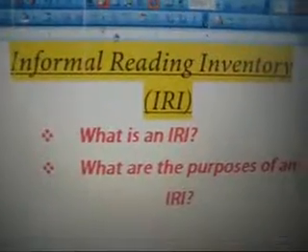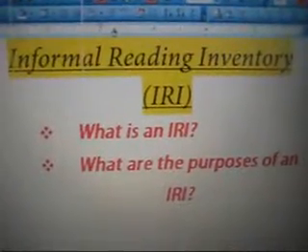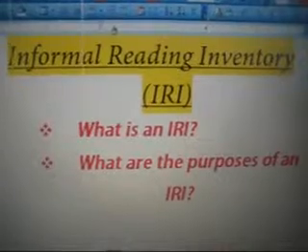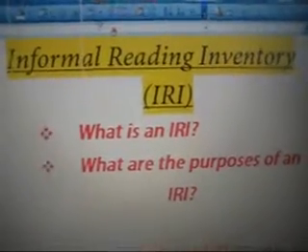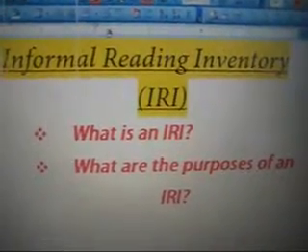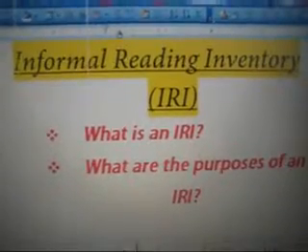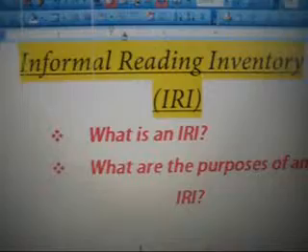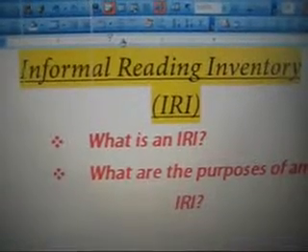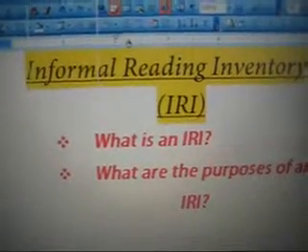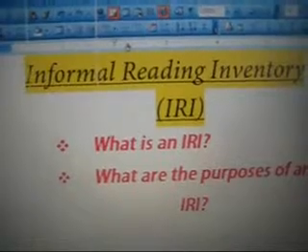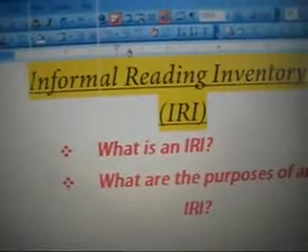This is an informal reading inventory administration. What is an informal reading inventory, or IRI? An informal reading inventory is a valuable aid in helping teachers determine a student's reading levels and his or her strengths and weaknesses. It usually consists of oral and silent reading passages selected from readers from pre-primer to the 8th grade levels. What are the purposes of an informal reading inventory?